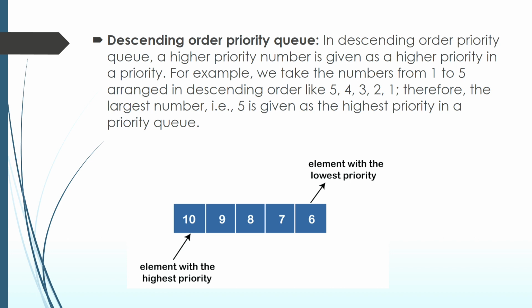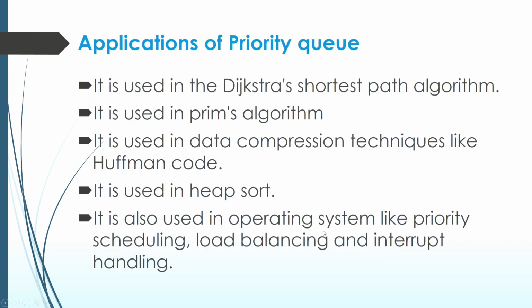So again, in case of descending order priority queue, a higher priority number is given a higher priority. For example, we take the numbers from 1 to 5 arranged in descending order, like 5, 4, 3, 2, 1. Therefore, the largest number, that is 5, is given the highest priority in a priority queue. So if we see 10, 9, 8, 7, 6, the element with the highest priority will be 10 and the element with the lowest priority will be 6.